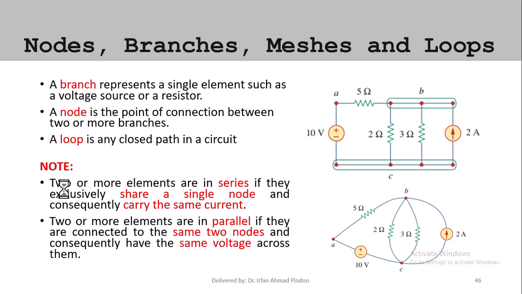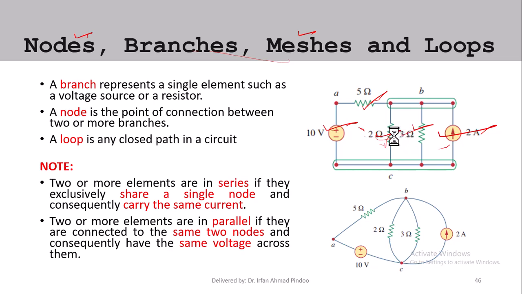Now there will be some topics like mesh analysis and nodal analysis. For that we must be clear about the basics: what is a node, what is a mesh. Those things should be clear to a student. So how do you define a branch? A branch is any particular element that is available in the circuit. Suppose in this particular circuit, the 10 volt source is one branch, the 5 ohm is another branch, this 2 ampere is one more branch, and so on. So we have a total of around 5 branches in this particular circuit.